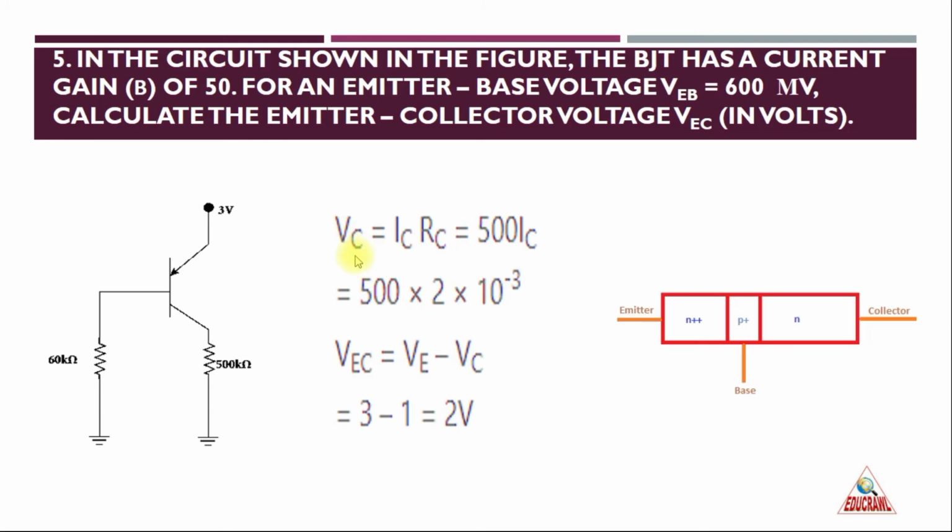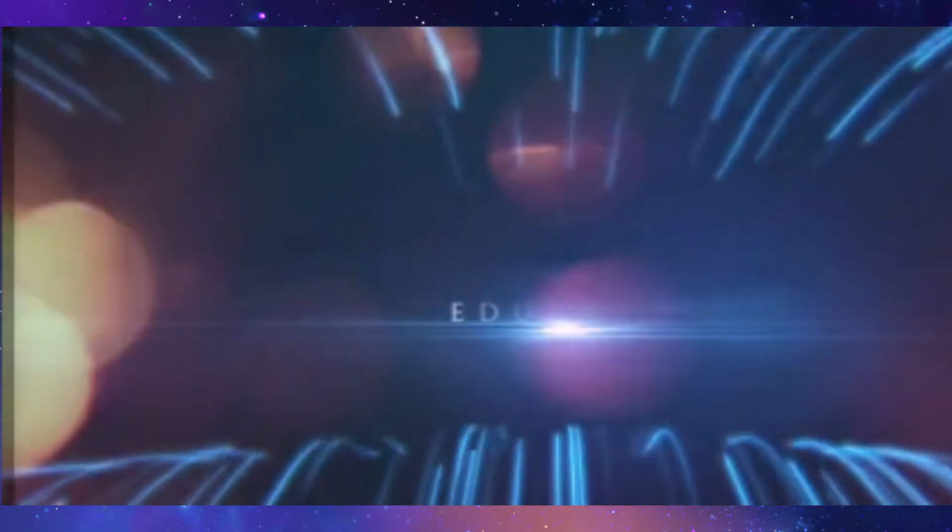Now we will find the VC value using Ohm's law. VC is equal to IC into RC. Substituting the RC value, which is 500, VC is equal to 500 into the IC value. We have found it as 2 into 10 power minus 3. So the VC value is 1000 into 10 power minus 3 volt. We have to find VEC. VEC is equal to VE minus VC. That is 3 minus 1, which is equal to 2 volt. So the voltage VEC is equal to 2 volt.